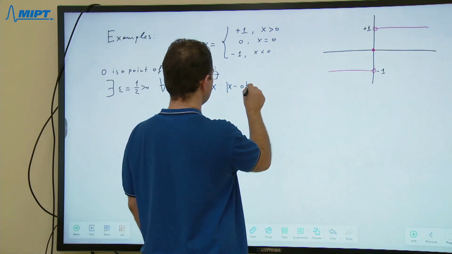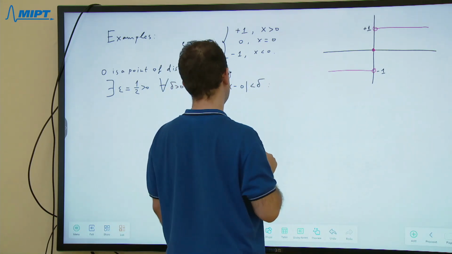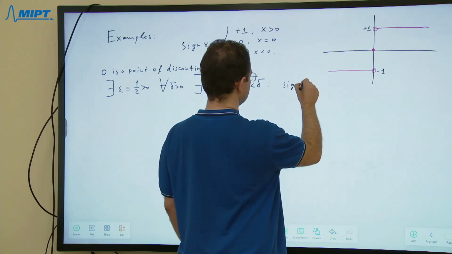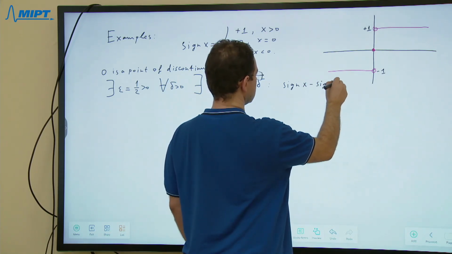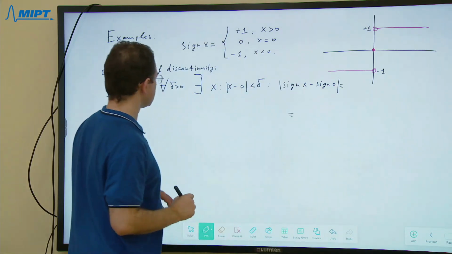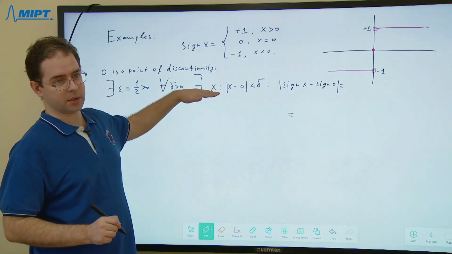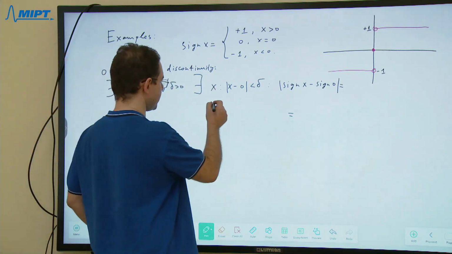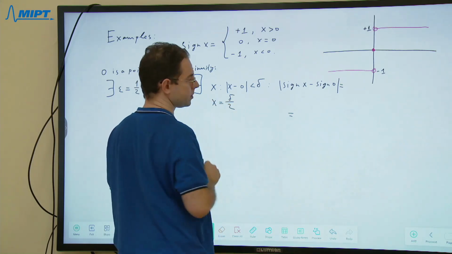|x - 0| < delta, such that |sin x - sin 0| = ... So I say that there should exist such x. So I should provide such a number. So let x be just delta divided by 2.